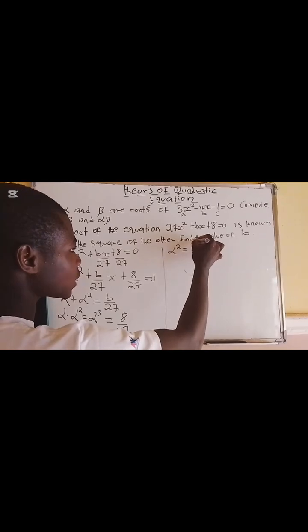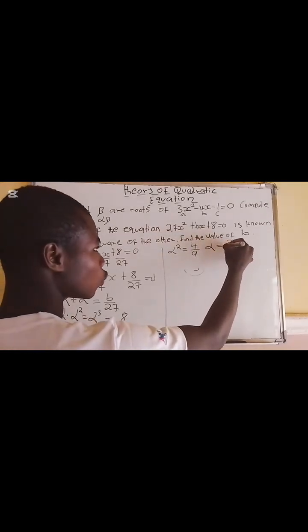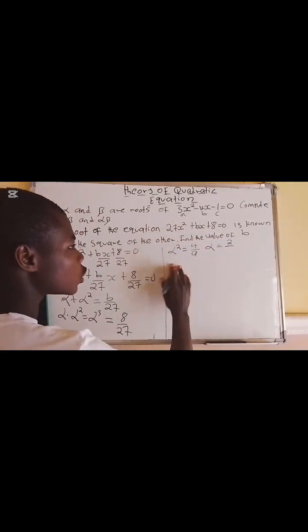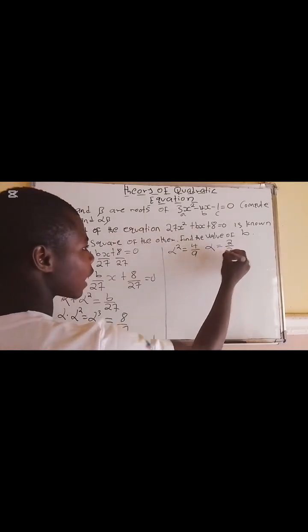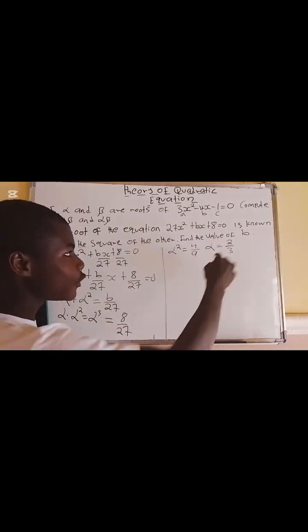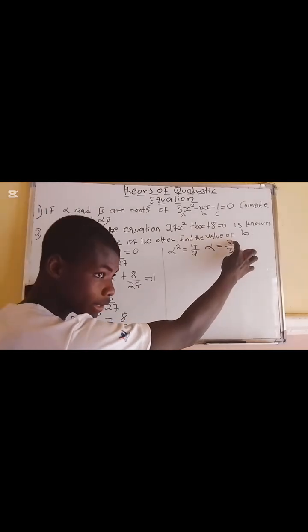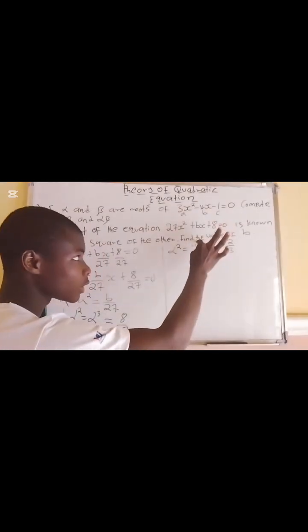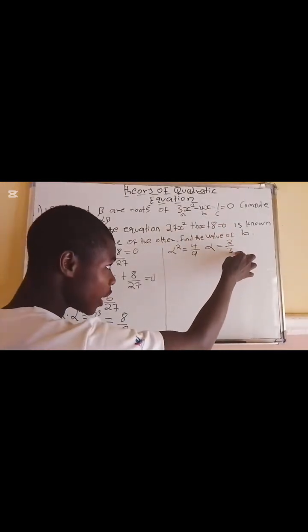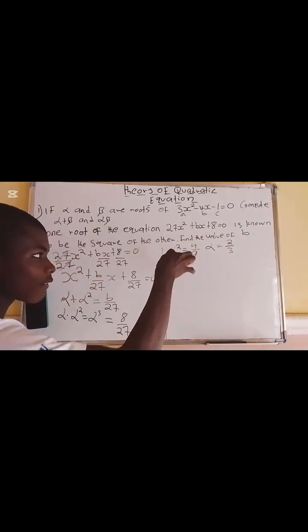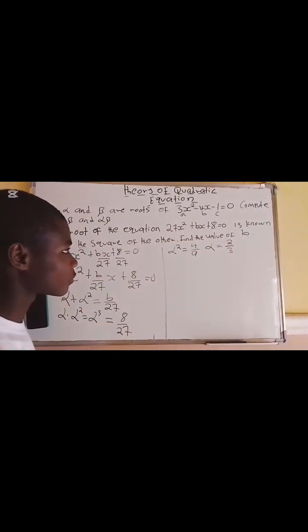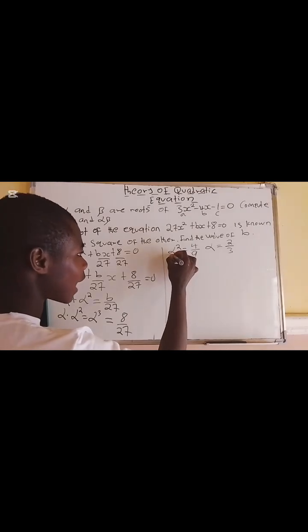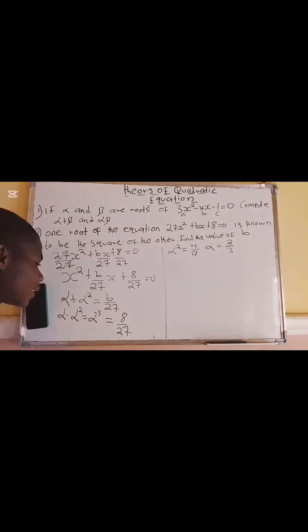Therefore, what can go into 4? 2 can go. And what can go into 9? 3 can go. So now, 2 squared gives you 4, and 3 squared gives you 9. This means alpha is 2 over 3. So we found the value of alpha and the value of alpha squared.